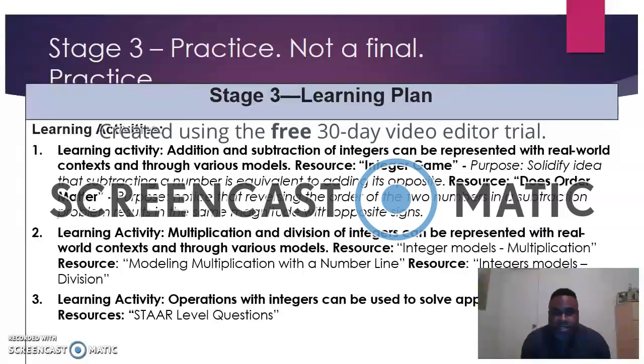So as you can see, we just went through the process where we backward plan a unit. And in the end, we now have our activities. We started with our goal and we have our end activities.